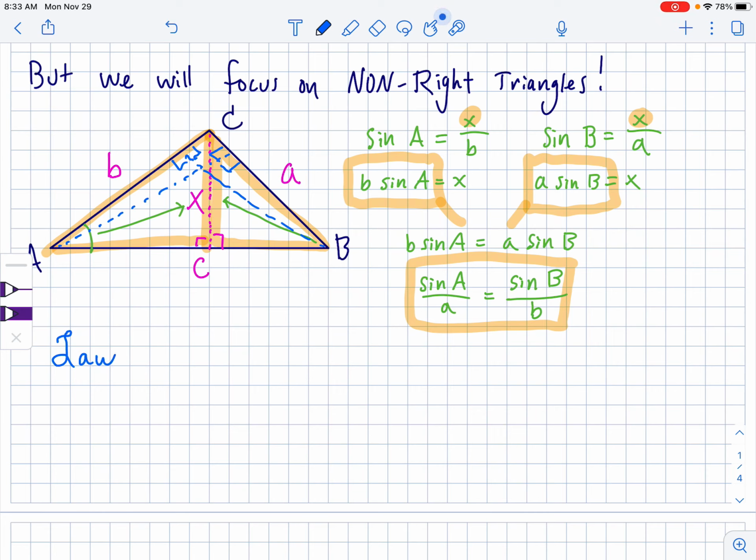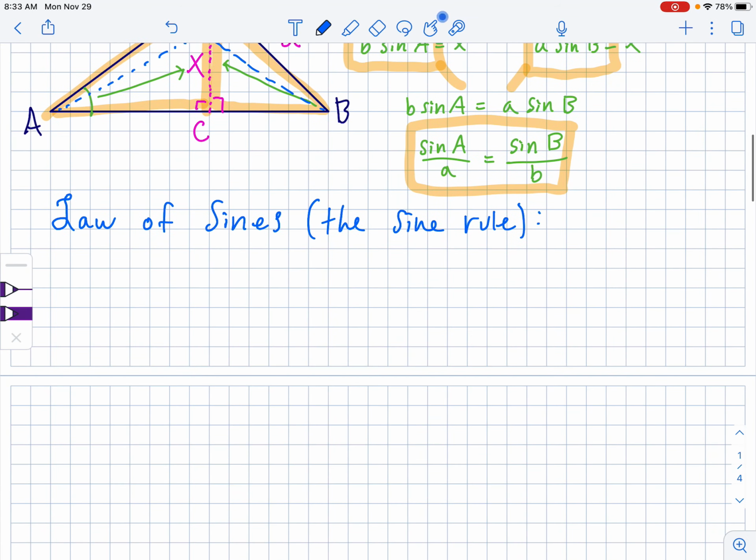So the law of sines. What does the book call it? Sometimes they're British. Oh yeah, this is called the sine rule. Yeah, the law of sines, or the sine rule, is sine of capital A over lowercase a is equal to sine of capital B over lowercase b, which we discovered from our algebra, but this is also true that it is equal to sine of capital C over lowercase c.